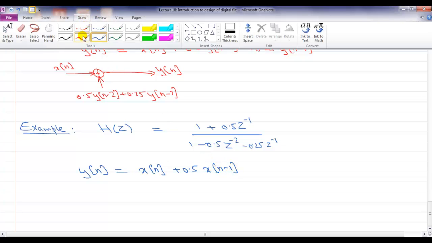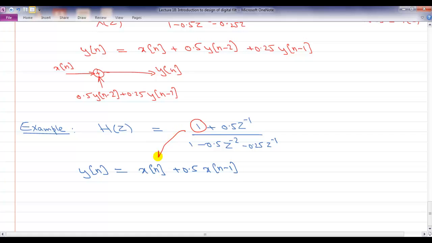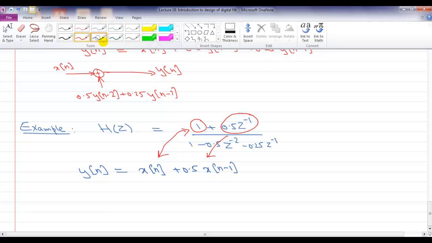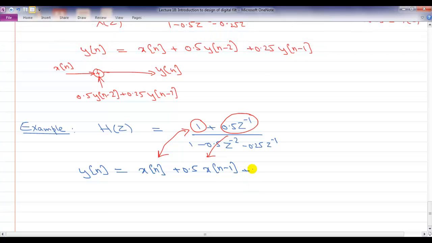And this 1 corresponds to y of n, and this numerator polynomial 0.5 z inverse corresponds to this. Right? So the numerator always corresponds to x's, and the rest will be the same as before because we didn't change the denominator polynomial. You can do that more slowly using the H of z equal to Y of z over X of z formulation.